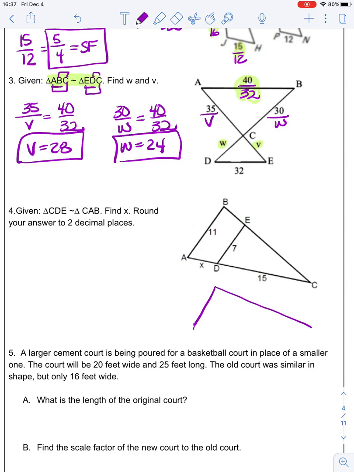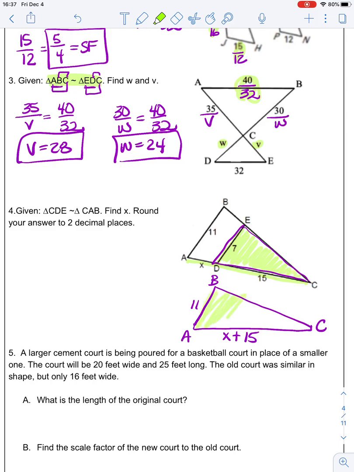Now with this one, CDE and CAB, it's helpful to separate this out into two separate triangles. So if I've got CDE here, and then I'm going to put CBA over here so that I can see the whole thing. This is 11. And notice this whole side, you've got to pay attention to this whole side. It's x plus 15, because you've got to add those two numbers together.